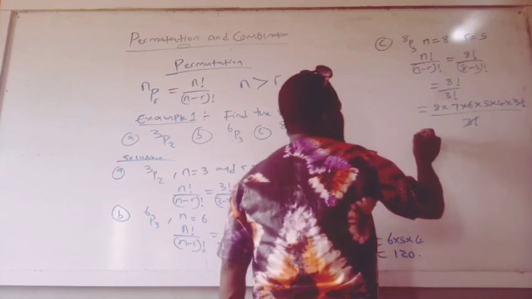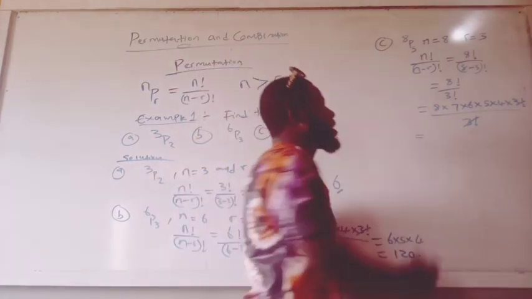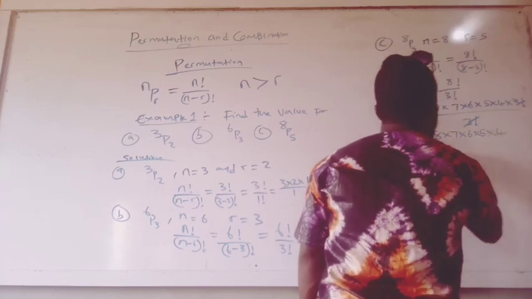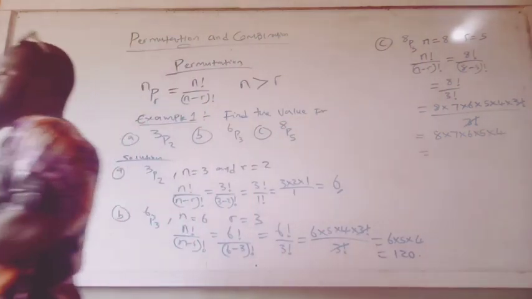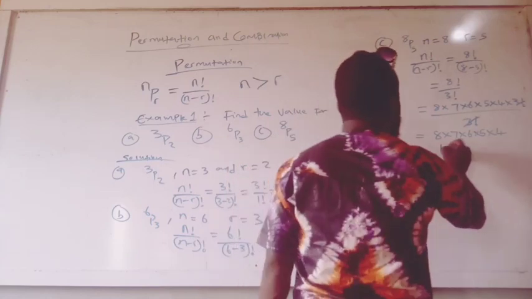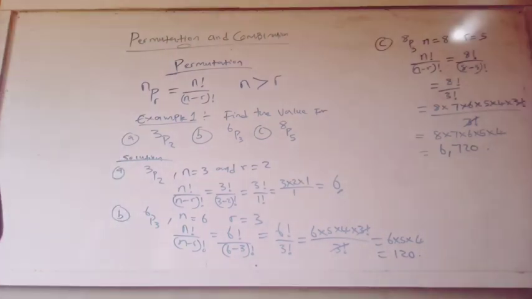So that's 8 times 7 times 6 times 5 times 4. And I would like you to also calculate what that will give us. So we've solved it and we see that it is 6,720, and that would be your answer.